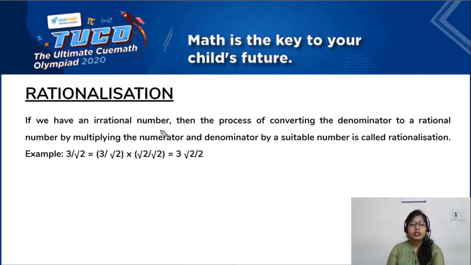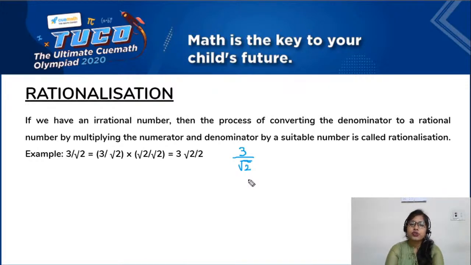If we have an irrational number, then the process of converting the denominator to a rational number by multiplying the numerator and denominator by a suitable number is called rationalization. As you can see here, there's an example given, 3 over root 2. We all know that having an irrational number in the denominator is not considered to be a standard form of representation, right? We always want to make our denominator radical free.